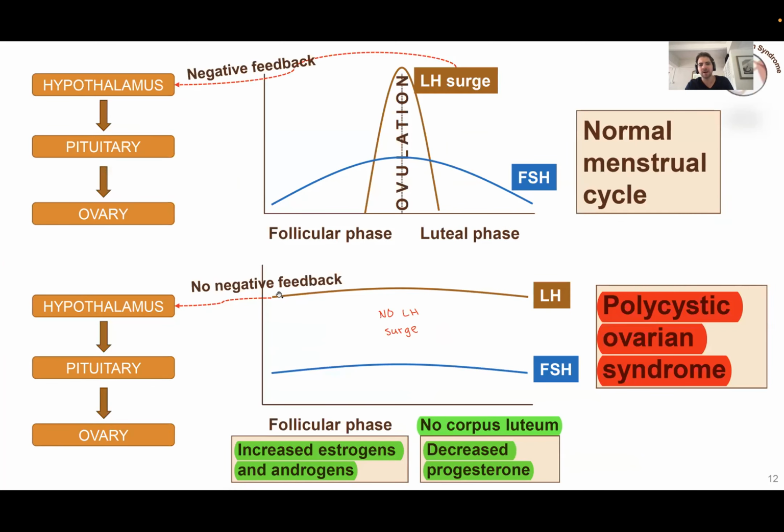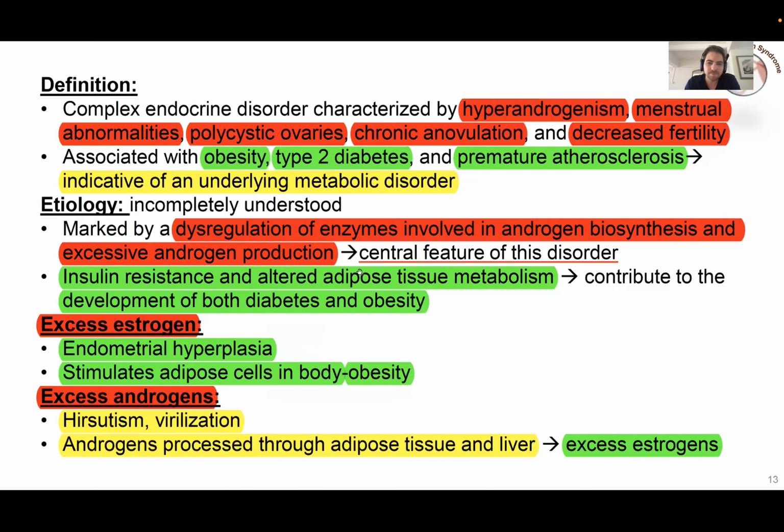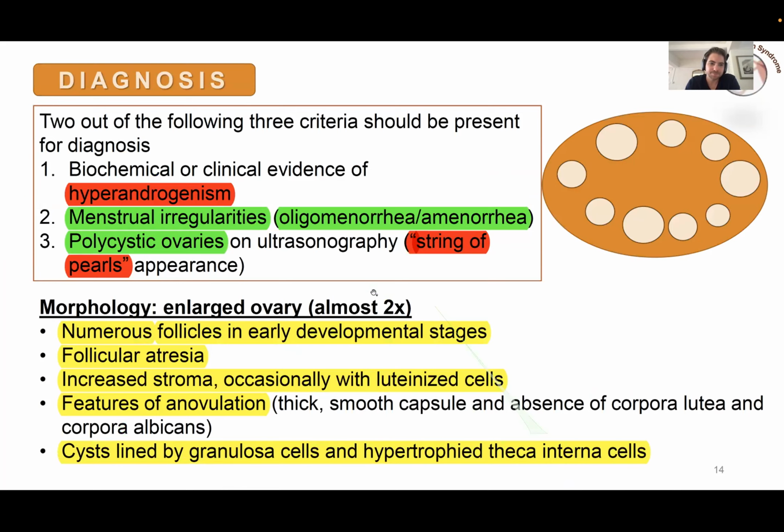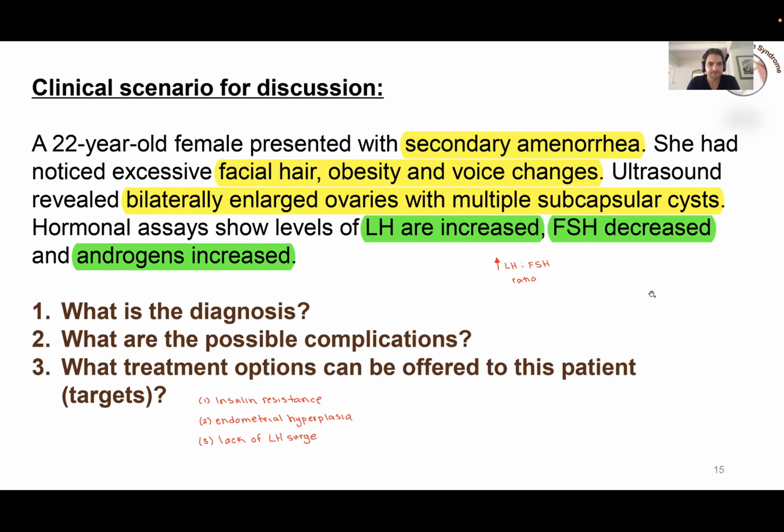All right, and this is what I was talking about. You get this constant rise in LH, so you don't have the surge. It's just tonically elevated. So this is indicative of PCOS, and FSH is low, due to that feedback. Definitely important to know, right? So we kind of went through this. One of the things they talk about diagnostically is the string of pearls. You can see that on ultrasound, where you're looking at those cysts in the ovaries.